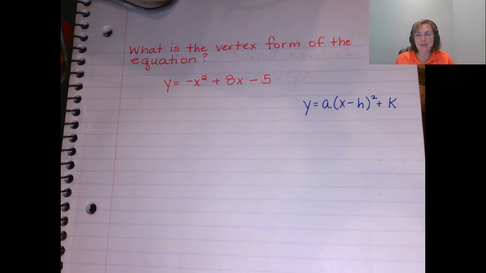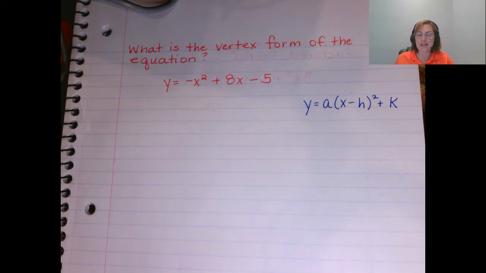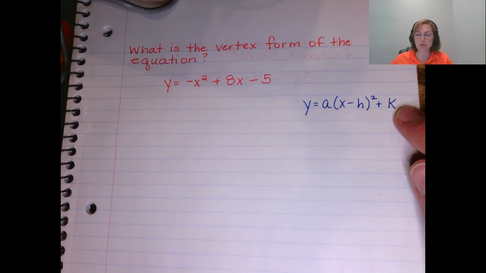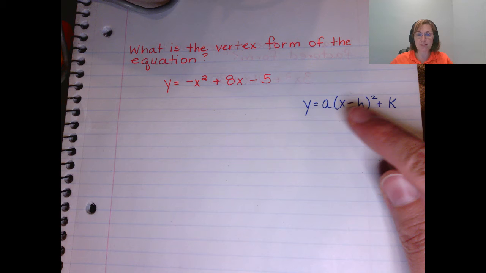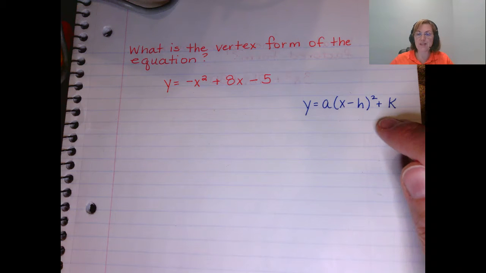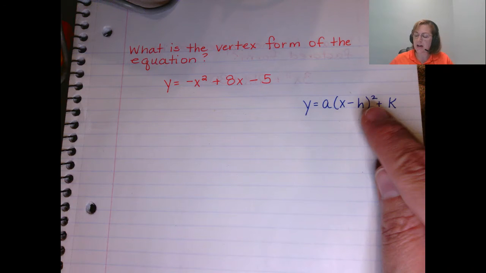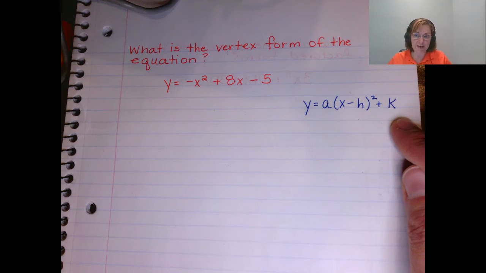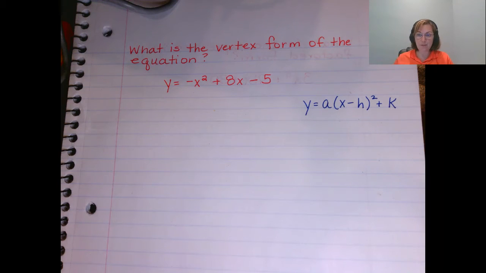We're going to rewrite this equation into vertex form. So I've written vertex form here just to remind you that it looks like a parenthesis squared, and then you have the plus or minus out here. It's called vertex form because h and k represent the vertex of the parabola. So to begin with, we're going to have to complete the square.